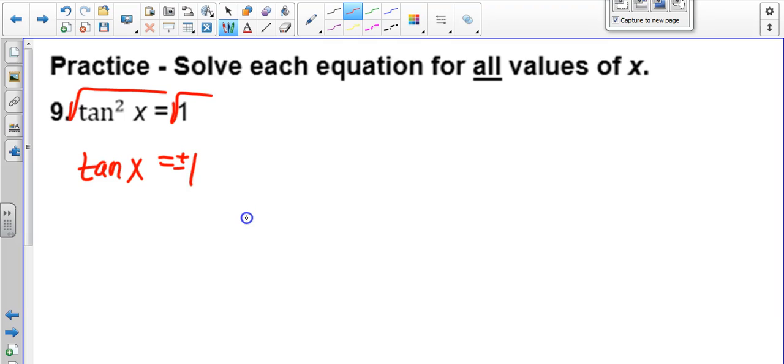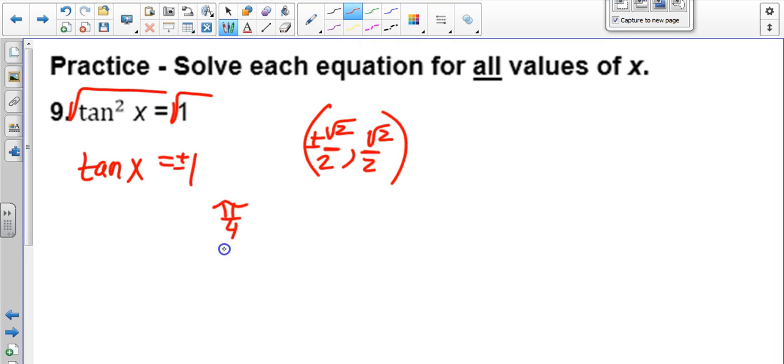Okay. Tangent's not really on the unit circle. You have to think a little bit. I need this x coordinate and the y coordinate to be the same. Okay, so I'm looking at this spot. And a plus or minus, right? Because no matter what, any of those are plus or minus. So I'd have pi over 4, 3 pi over 4, it's negative, 5 pi over 4, 7 pi over 4.